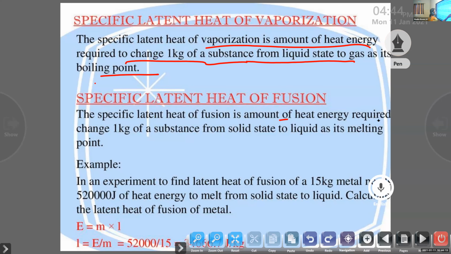And fusion means melting. Specific latent heat of fusion, or we can use the common word melting, because these are the two things that happen when a substance changes from solid to liquid or liquid to gas. So that is why we have only two types. Fusion means melting. The amount of heat required to change 1 kg of a substance from solid state to liquid state at its melting point.